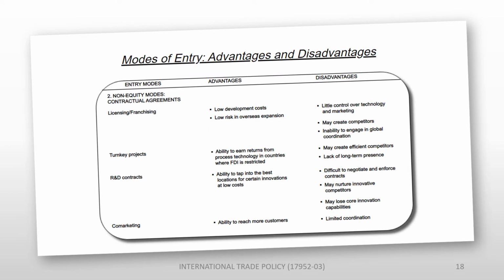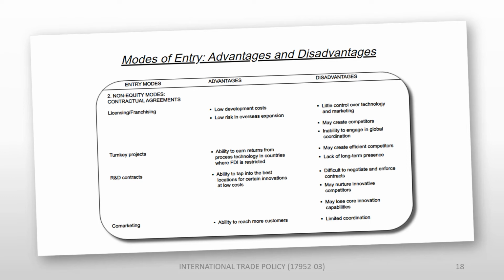Under non-equity modes, we have another form of market entry through contractual agreements like licensing or franchising, turnkey projects, research and development contracts, and co-marketing. For licensing and franchising, you are giving rights to your partner in another country or another firm to use your product identity or the software or the system or the services that you are using.